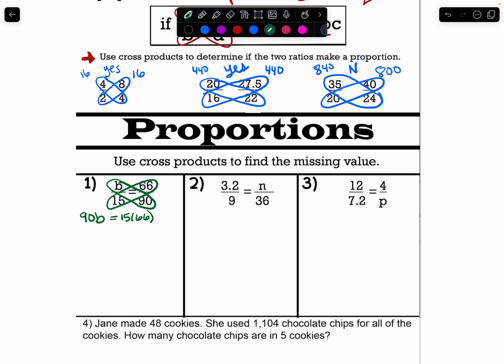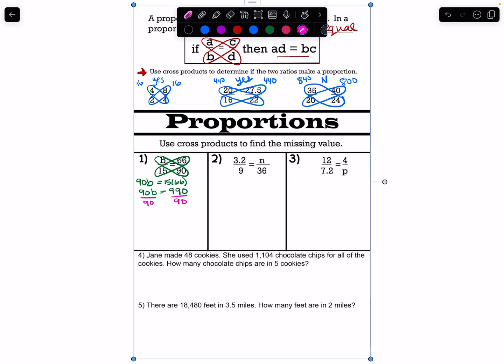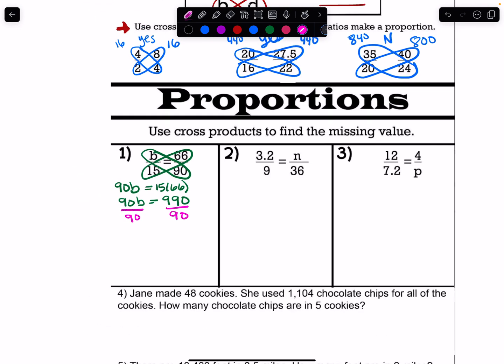So I have 90 times b on the left, which we can write as 90b. And then we have 15 times 66 on the right. So if we actually multiply 15 times 66, we get 990. Now thinking back to elementary school and when you learned about one-step equations, we know since b is being multiplied by 90, the opposite is to divide by 90, and whatever you do on the left, you need to do on the right. 90 divided by 90, of course, is just 1, so they cancel out 1b. We can just write b, and 990 divided by 90 is 11, and that would be the answer.